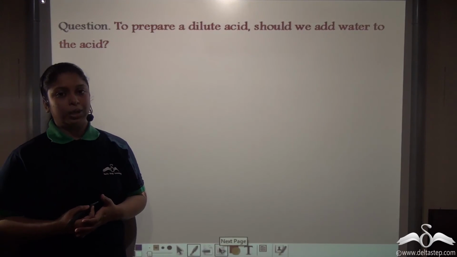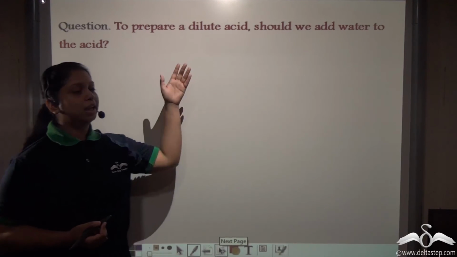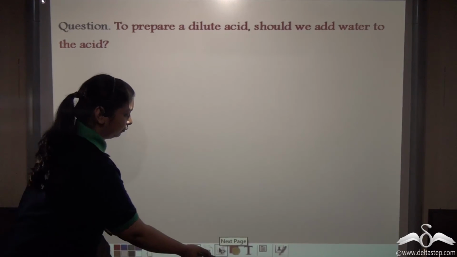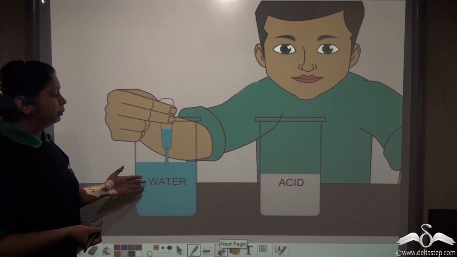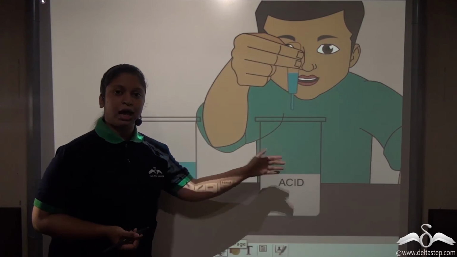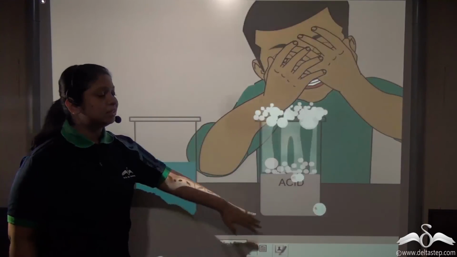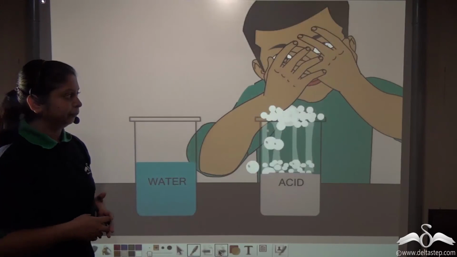Now answer me one question. In order to prepare a dilute acid, should we add water to the acid? Let's see this video. Here, the boy is adding water to an acid solution in order to make a dilute acid. There is a tremendous explosion which can harm you very badly.